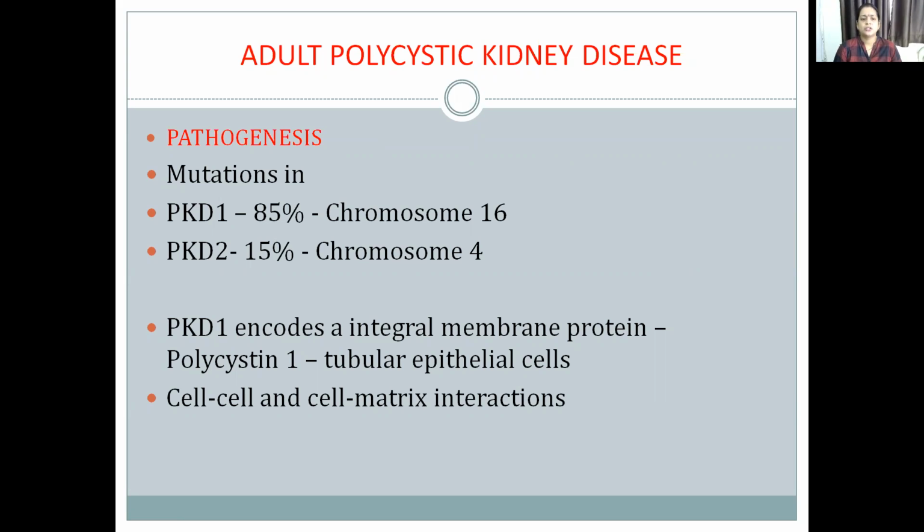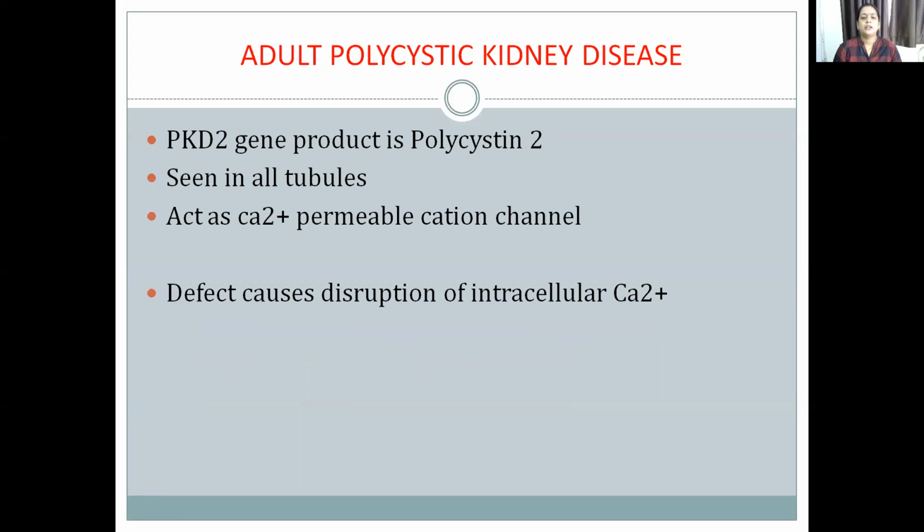These genetic mutations are usually seen in the PKD1 gene, that is in chromosome 16, and PKD2, accounting for 50%, that is chromosome 4. So, what is it? The PKD1 gene encodes for polycystin 1, which is an integral membrane protein seen in tubular epithelial cells. This is important for cell-to-cell and cell-to-matrix interactions. And the PKD2 gene encodes polycystin 2, which is in all tubules. It acts as a calcium permeable cation channel.